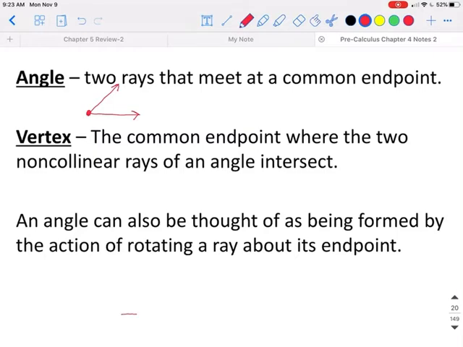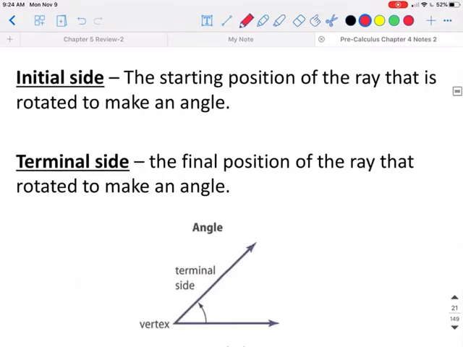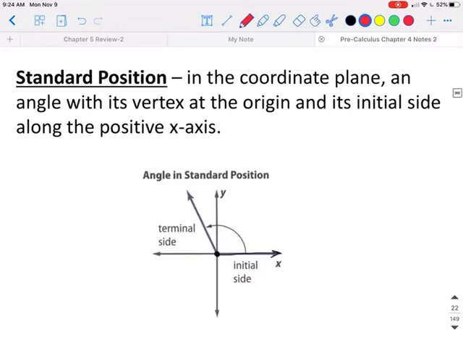Now another way of thinking of an angle is to draw the first ray, and then you are just going to take the ray and rotate it around that point, and wherever you stop will be the second ray that forms the angle. If you form an angle in this way, the first ray that you draw is the initial side, and where you stop rotating is called the terminal side.